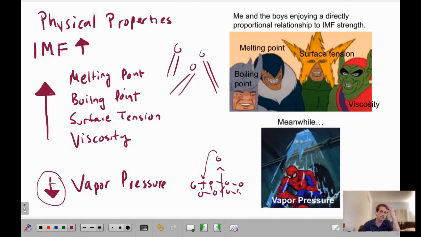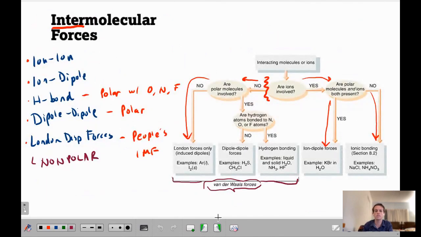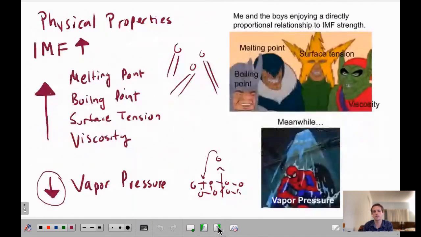That's the one that is opposite of everything else, but everything else is directly proportional to IMFs. So again, if you're really having trouble with this, practice, look up some molecules, look up some practice problems, maybe use this flow chart to get started. And then as you start to get some momentum, you're going to see when to identify each one and how it connects to the different strengths.